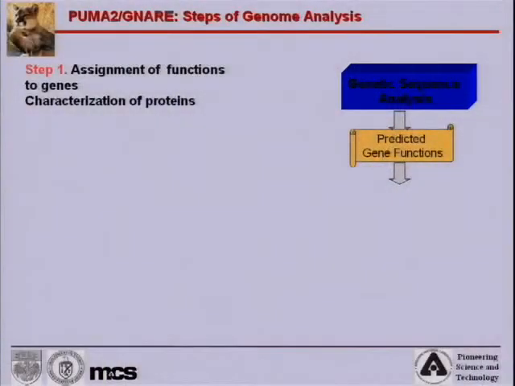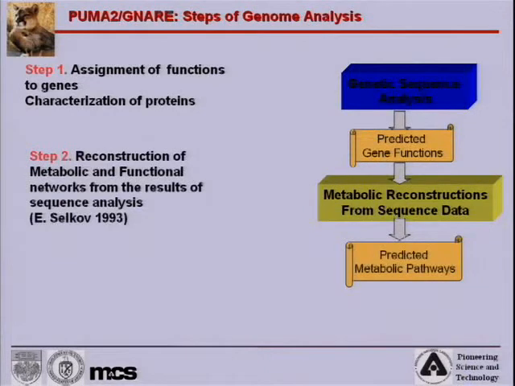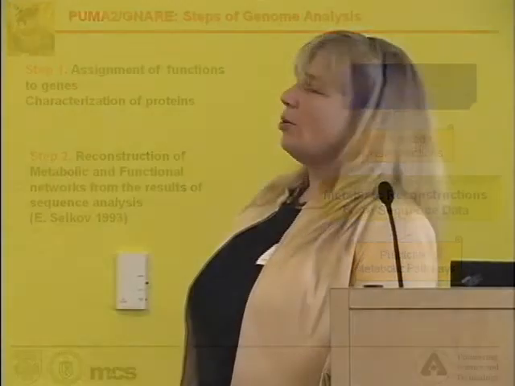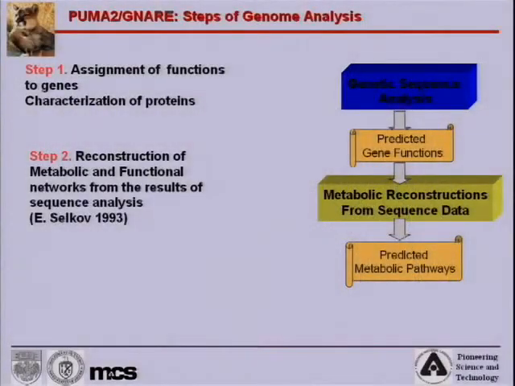So then what we are doing, we are superimposing it on the collection of metabolic and functional networks. The assigned functions, we are superimposing them onto the known pathways. And this technology was developed by Evgeny Selkov in 1993. And so we're predicting metabolic pathways and providing an interactive environment for users to refine.